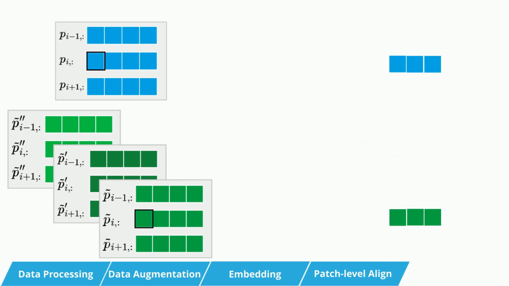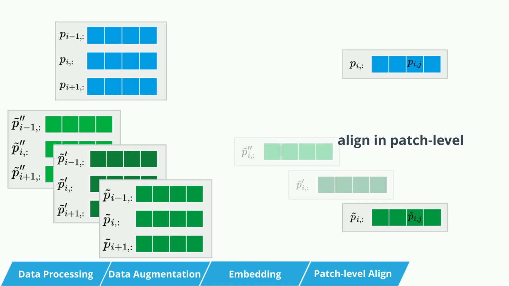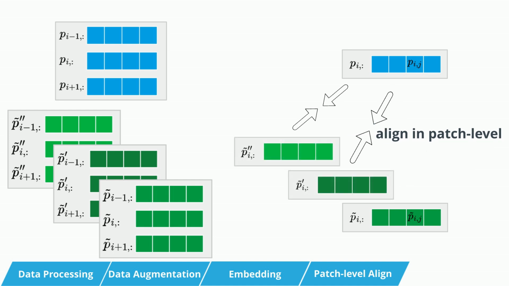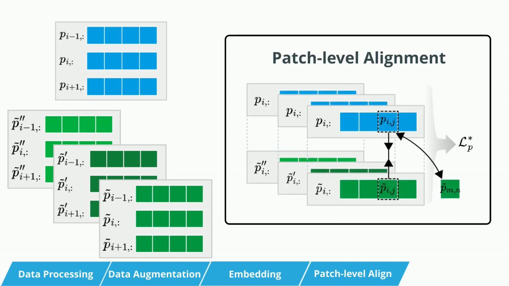As the video demonstrates, patches collected at the same time are aligned together because they have related semantics. Similarly, the same alignment process would also exist between the EEG data and the two sets of augmented EXG data. This is called patch-level alignment in our method.